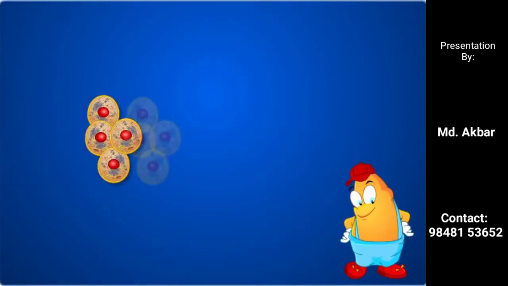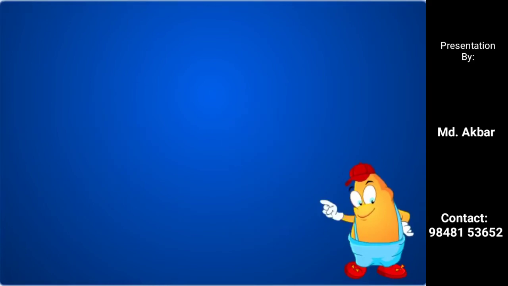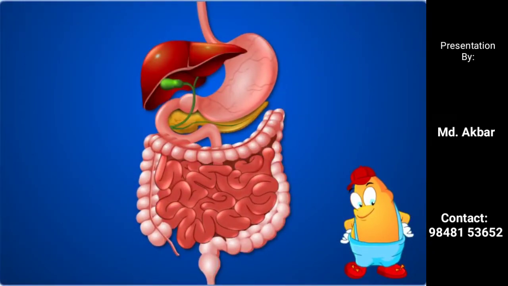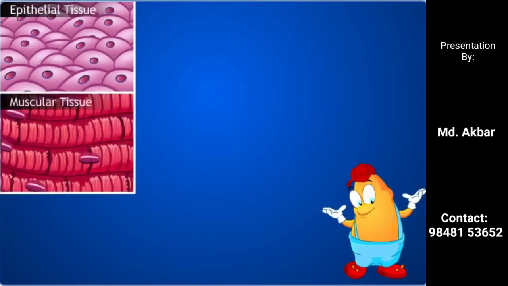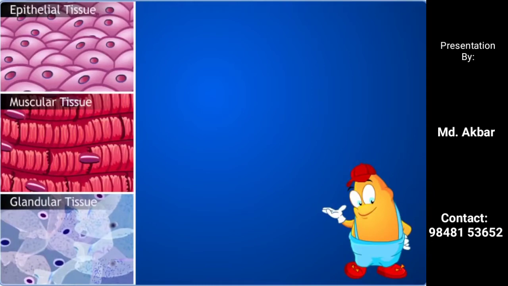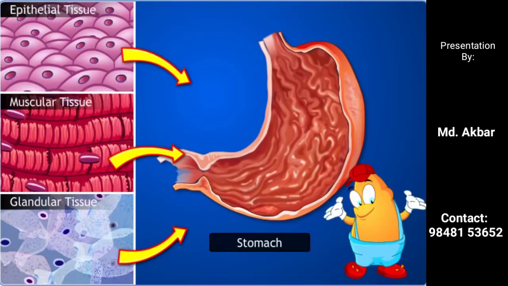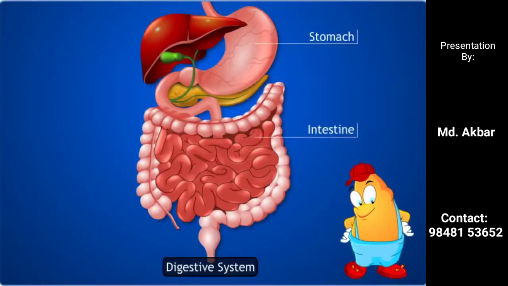Similar kinds of cells together form tissues. Tissues aggregate to form organs. Organs aggregate to form an organ system. For example, epithelia, muscular, and glandular are some of the tissues that form the stomach, which is an organ. Organs like the stomach and the intestine, in turn, form the digestive system.